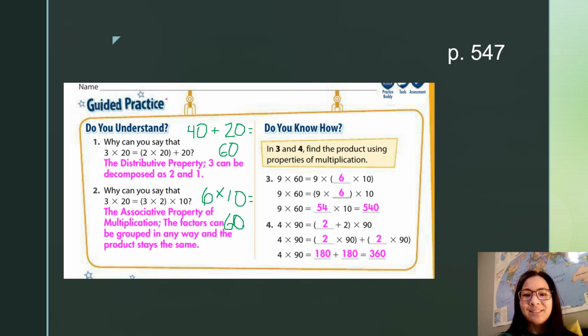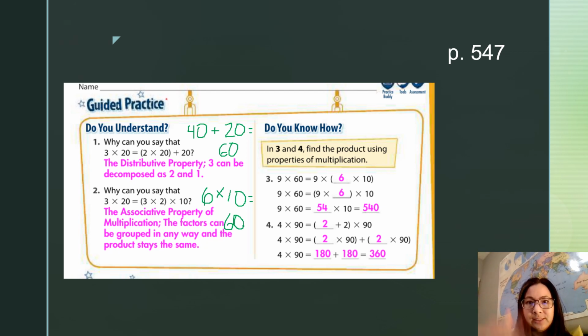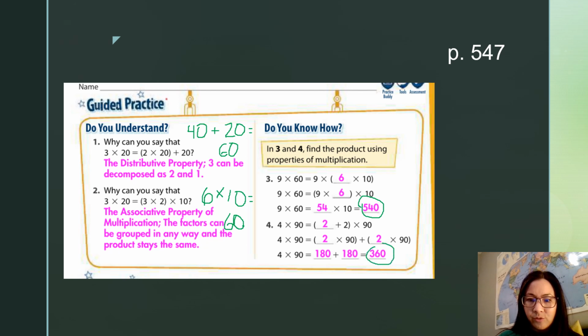All right, let's look at number 3. All of the independent practice problems, as you can see on the rest of the page in your workbook, look more like 3 and 4. So you have to find the product. You are going to need to find the final answer. Here it is in the answer key. I'm circling this final answer. That's the product. And we're using different properties of multiplication.